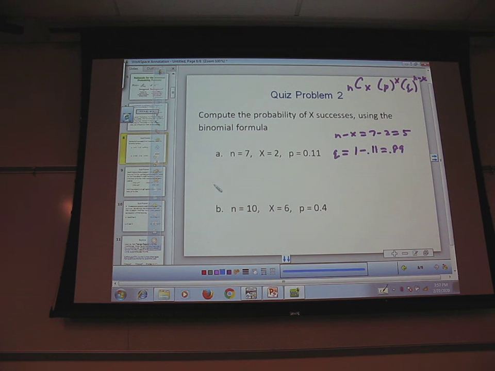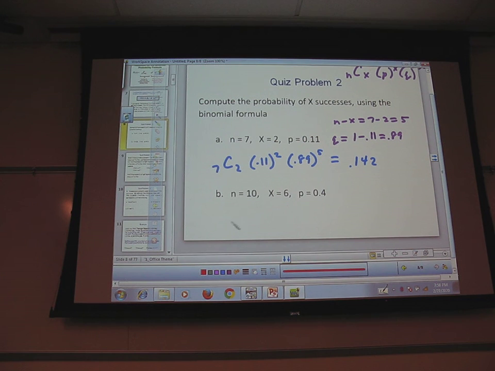All right, so then we're going to have 7 choose 2 times little p, 0.11 to the X power, second power, times little q, 0.89 to the N minus X, to the fifth power. And you guys got what? 0.142? Great. This one here, 10 choose 6 times 0.4 to the 6th times 0.6 to the 4th. And you got what? What was that? 0.111. Do you guys need a second to check with your neighbors about that one?